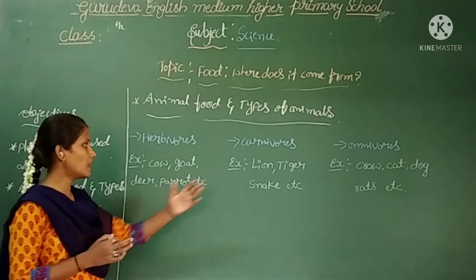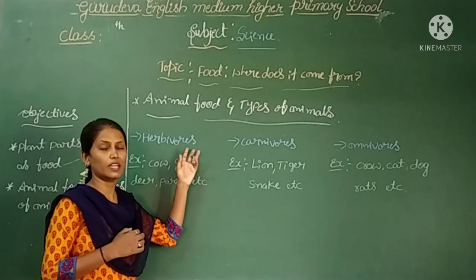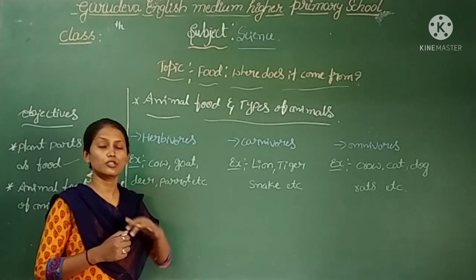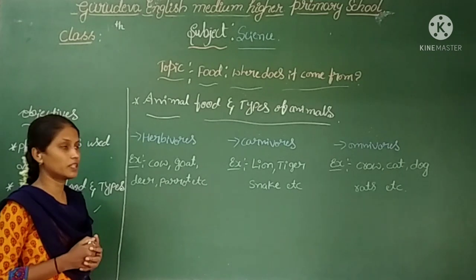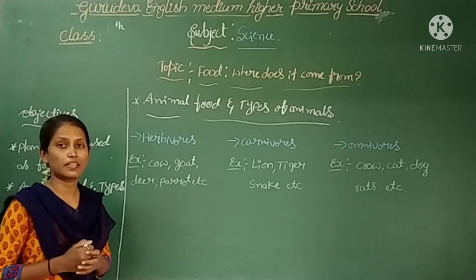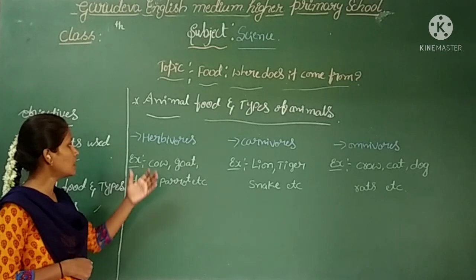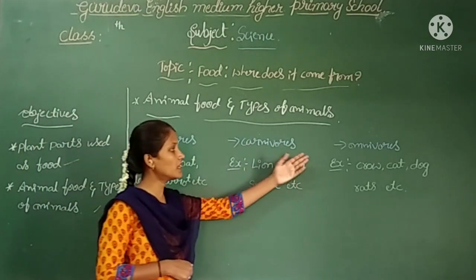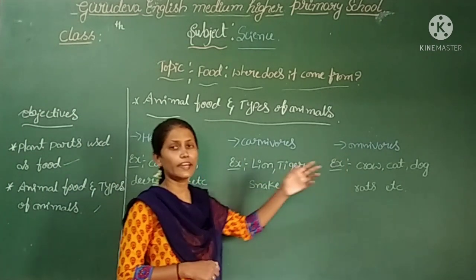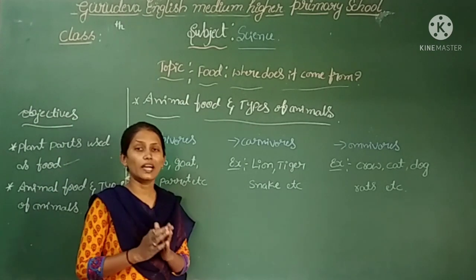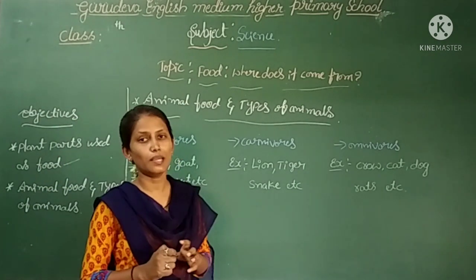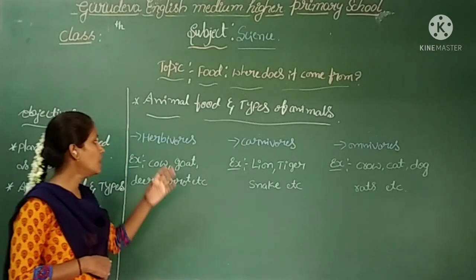For you, only 3 types of animals are given. The remaining categories you can learn in higher classes. Which are those types of animals? Depending upon the eating pattern, we have classified them as herbivores, carnivores, and omnivores. Then, what are herbivores? Herbivores are the animals which eat only plants. We call them herbivores.